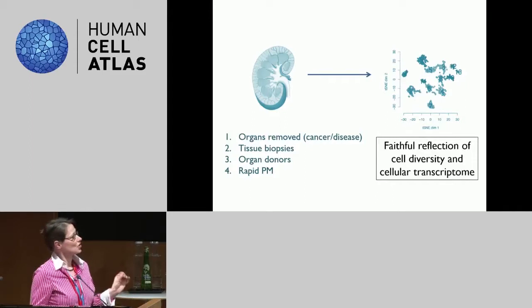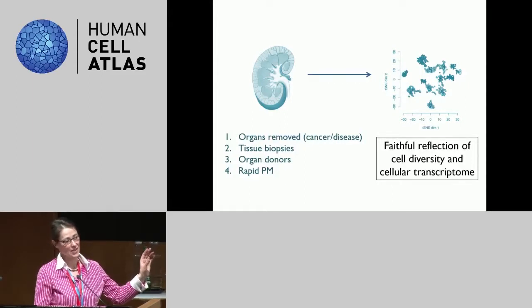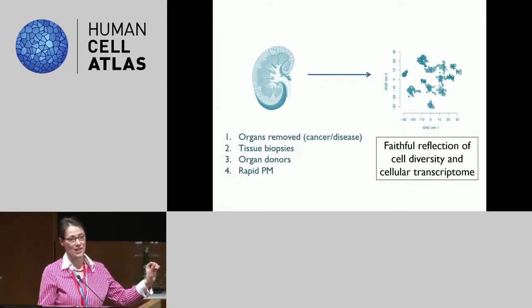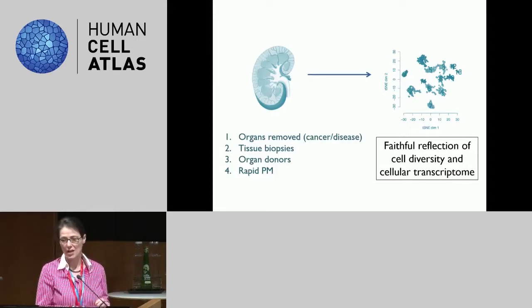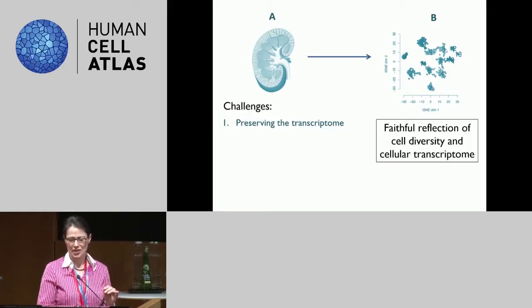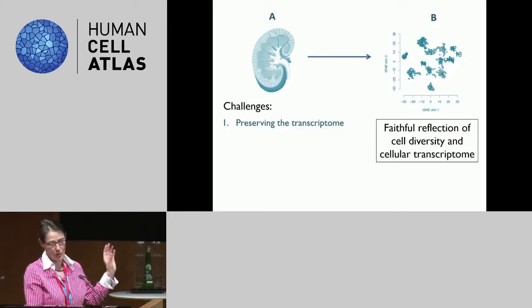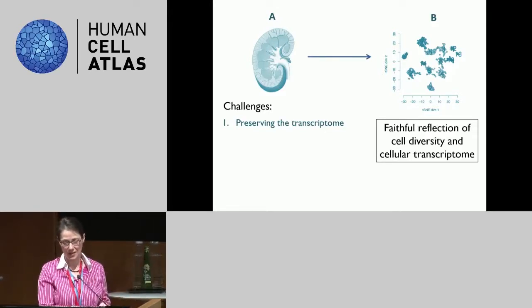But what we're aiming to do in our efforts is obviously to take these tissues and move to a point where we get single-cell suspensions and generate sequencing data that faithfully reflects both the cell diversity within that tissue, but also, as much as we can, the cellular transcriptome in vivo. And there are challenges that face us, particularly with regards to how we process our tissues. The first is, how do we preserve the transcriptome as we move from A to B, from an organ or tissue biopsy to generating the data?